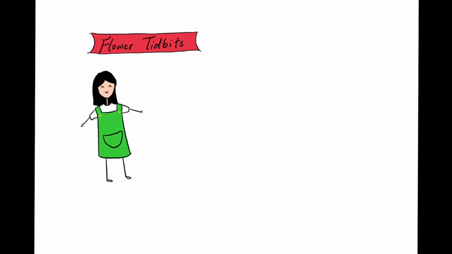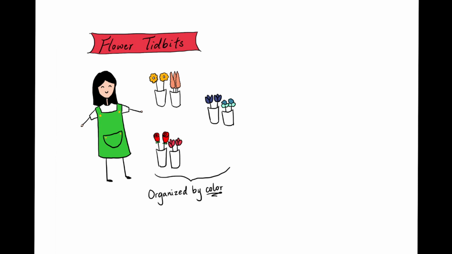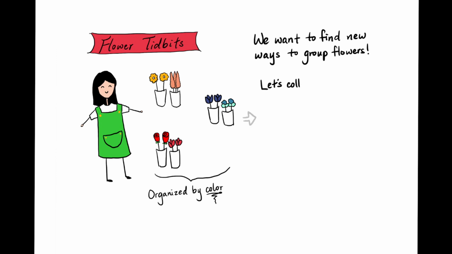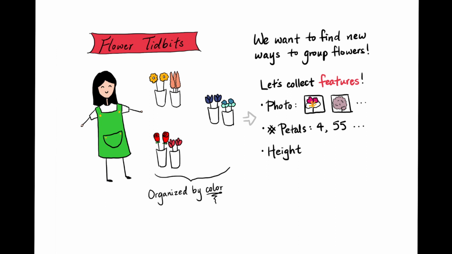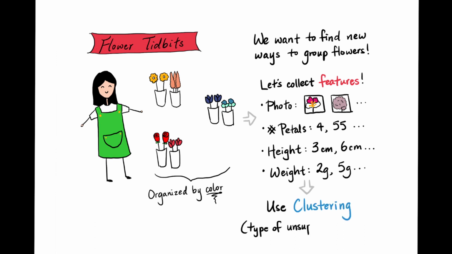Here's an example situation where you'd want to discover new patterns. Let's say you have a flower shop where your flowers are currently organized by color. But now let's say you want to switch it up and come up with a new organization. In this case, you might want to discover groups of flowers that are similar in ways that you haven't thought of before. You could collect features of each flower, things like a photo of it, how many petals it has, how tall it is, its weight, and so on. Now, you can use a type of unsupervised learning called clustering to discover underlying groups in the flowers.